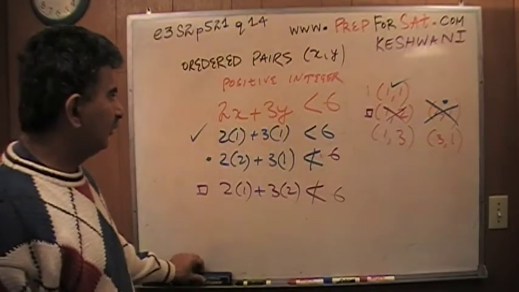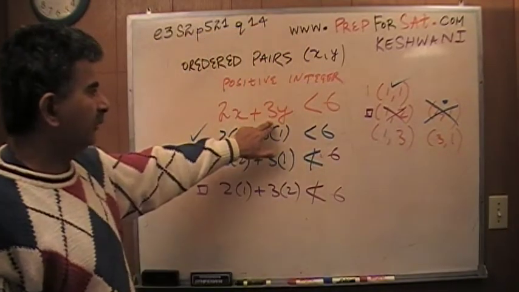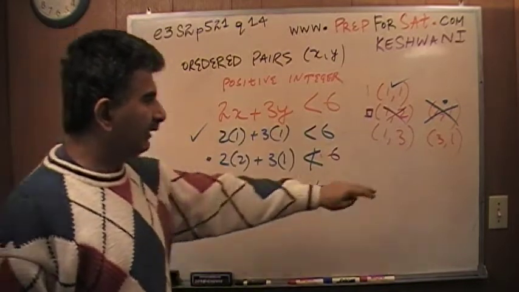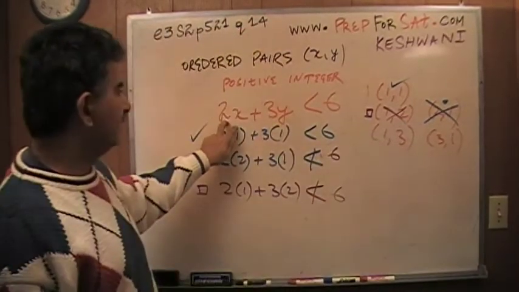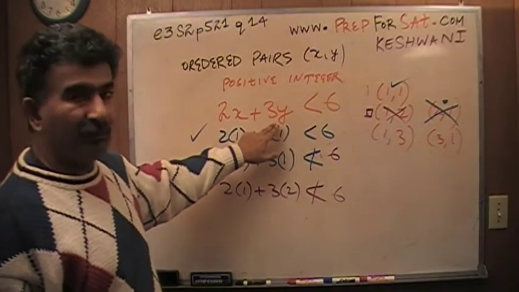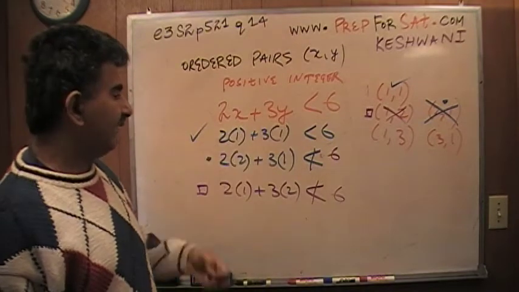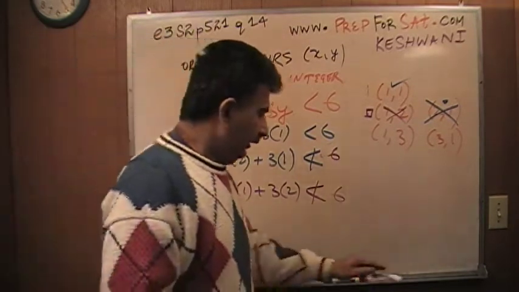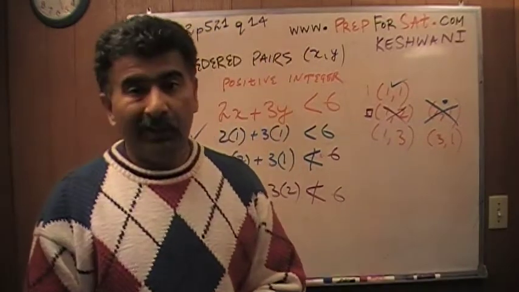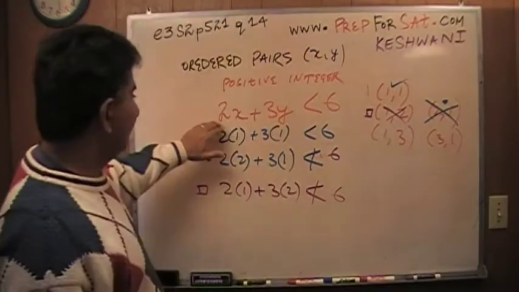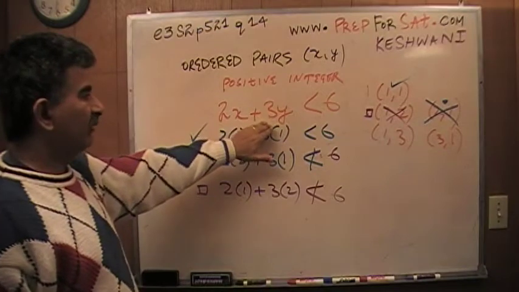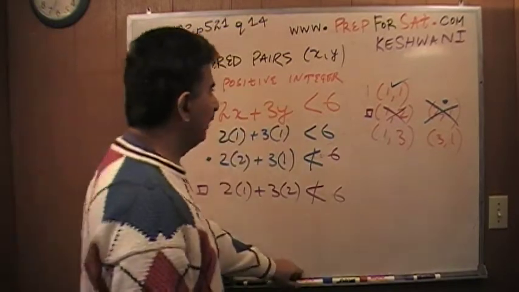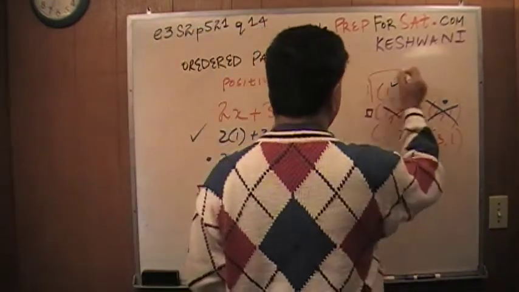Similarly, 1, 3 is not going to work because as soon as you put a 3 here, you're going to end up with 9, which is not going to be less than 6. 3, 1 is not going to work because as soon as you put in 3 here, it's going to be 6, and then you put a 1 for y, it's going to be 3 here. It's not going to be less than 6. There are no other ordered pairs. Only one ordered pair will satisfy this condition where 2 times x plus 3 times y is less than 6. And that ordered pair is 1, 1, right here.